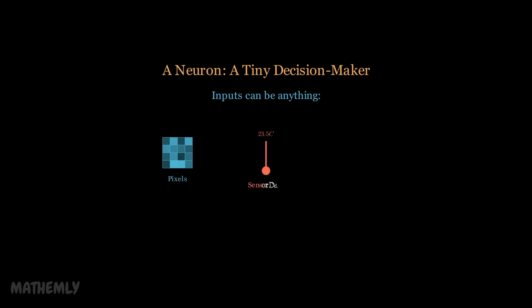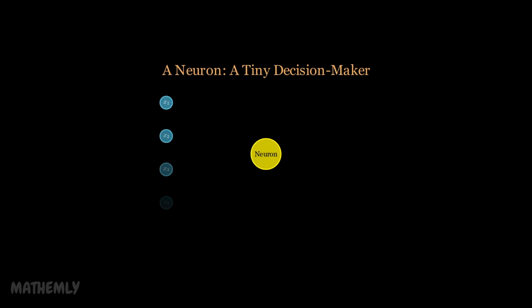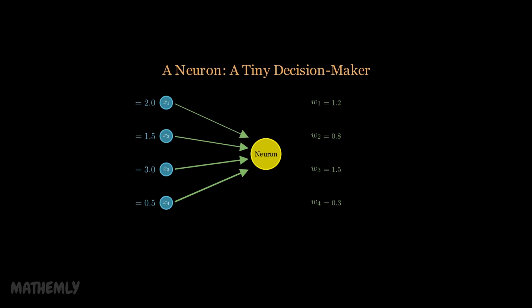Think of a neuron as a tiny decision maker. It receives inputs. These might be pixels from an image, sensor readings, or numbers describing a person's health. Each input is paired with a weight which tells the neuron how important that input is. The neuron multiplies each input by its weight and adds them all together, creating what we call a weighted sum.